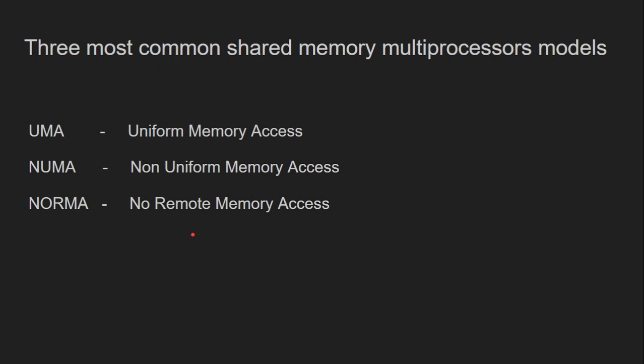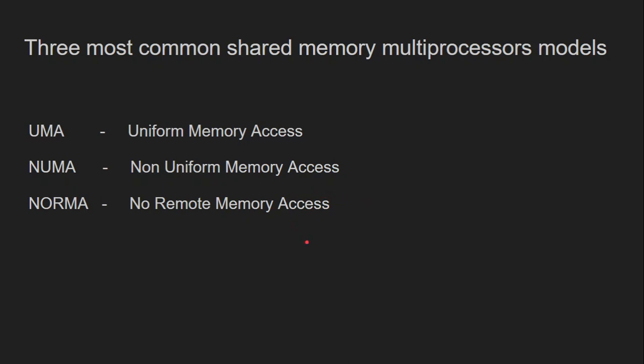Now coming to the shared memory multiprocessor, there are three models: UMA, that is uniform memory access, NUMA, which is non-uniform memory access, and NORMA, which is no remote memory access. As the names imply, the tightly coupled multiprocessor has the shared memory area concept. When the memory is shared among multiple processors, the memory access will differ according to how the processors or the devices are located. So naturally we have uniform memory access, non-uniform memory access, and no remote memory access.